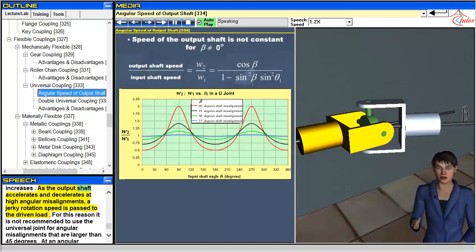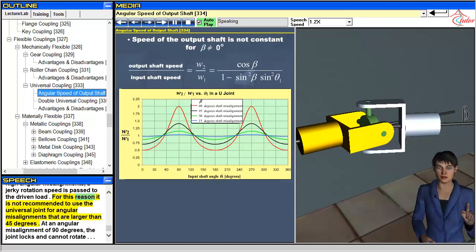As the output shaft accelerates and decelerates at high angular misalignments, a jerky rotation speed is passed to the driven load. For this reason, it is not recommended to use the universal joint for angular misalignments that are larger than 45 degrees. At an angular misalignment of 90 degrees, the joint locks and cannot rotate.